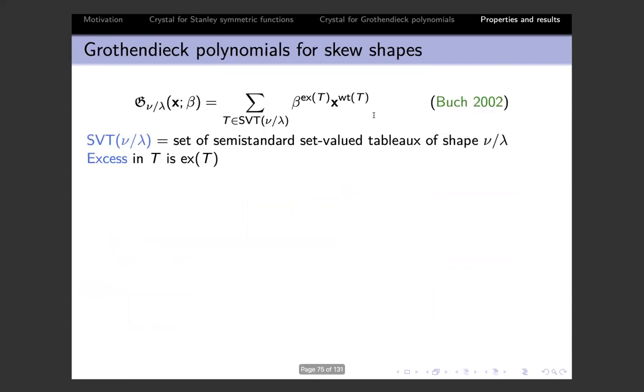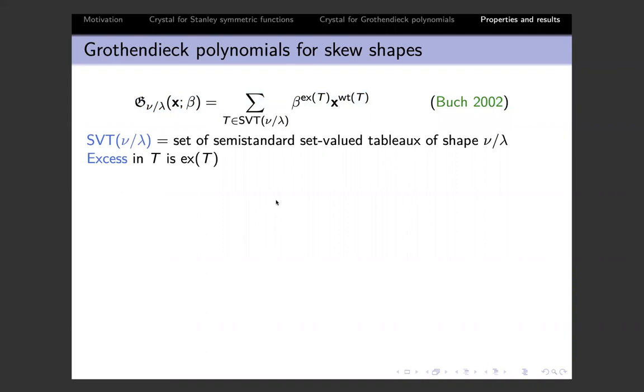Okay. So in the last couple of minutes of my talk, what I want to do is explore some of the properties. In particular, what I first want to do is look at the different combinatorial interpretation for these Grothendieck polynomials when they're indexed by skew partitions. So not a W, but a skew partition. Buch gave a different sort of combinatorial interpretation, namely in terms of what are called set-valued tableau.